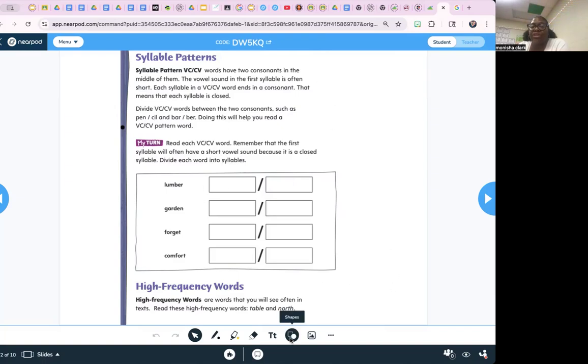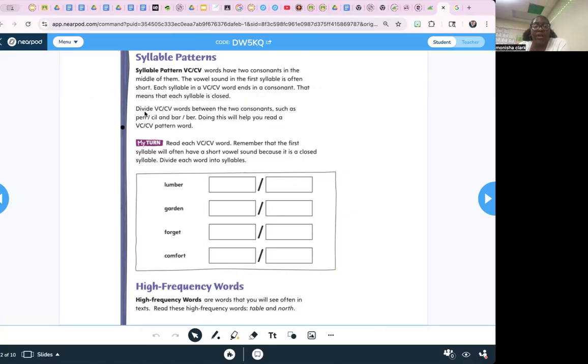I'm using this cursor, so my writing may be a little weird, or I'll use the text feature so it might not line up. Make sure that you're paying attention. In class, for our foundation skills this week, we've been talking about syllable patterns, vowel consonant and consonant vowel. Follow along. Syllable patterns, VC slash CV, which means vowel consonant slash consonant vowel, have two consonants in the middle of them. The vowel sound in the first syllable is often short. Each syllable in the word ends in a consonant. That means each syllable is closed.